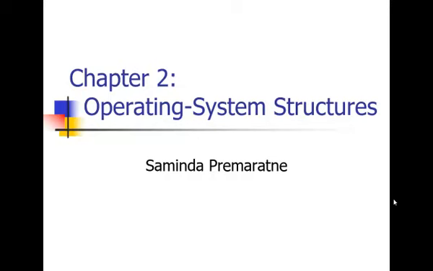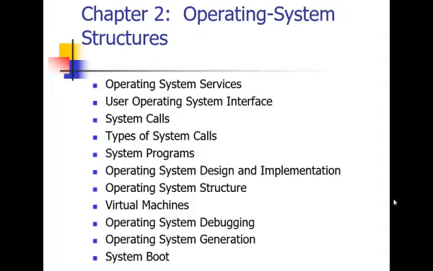Chapter 2 is about operating system structures. So here mainly we will learn about different operating system services and how an operating system allows these services to be obtained by application programs, and what is a system call, and different operating system designs based on different requirements. So these are the topics that we will be covering in this chapter.